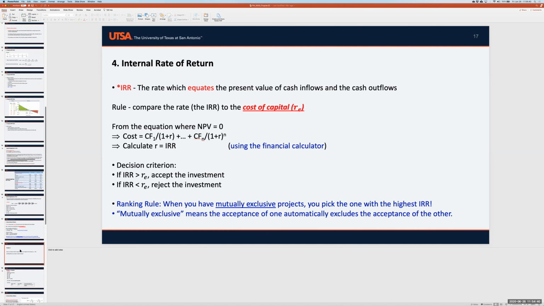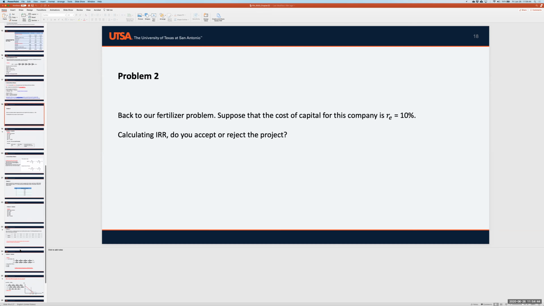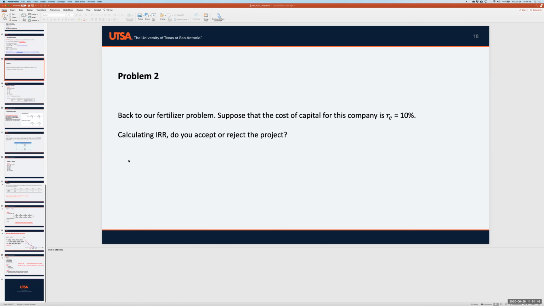Okay, let's solve the problem, and it helps us to understand the concept. We have a few slides more. Back to the fertilizer problem. Suppose that the cost of capital for this company is 10%. Cost of capital is 10%. Can you hear me? Okay. And calculate IRR. Do you accept or reject the project?